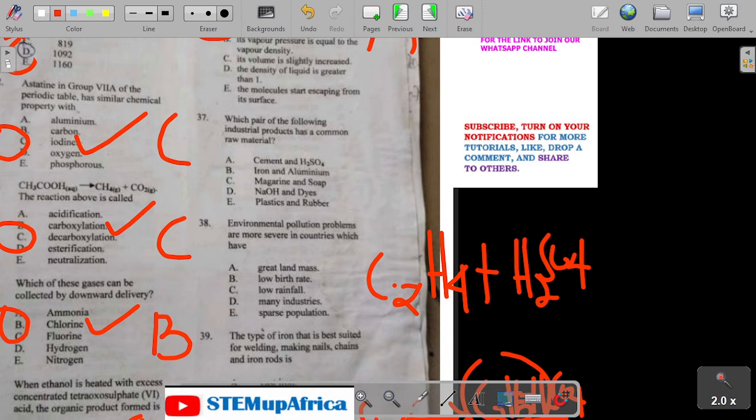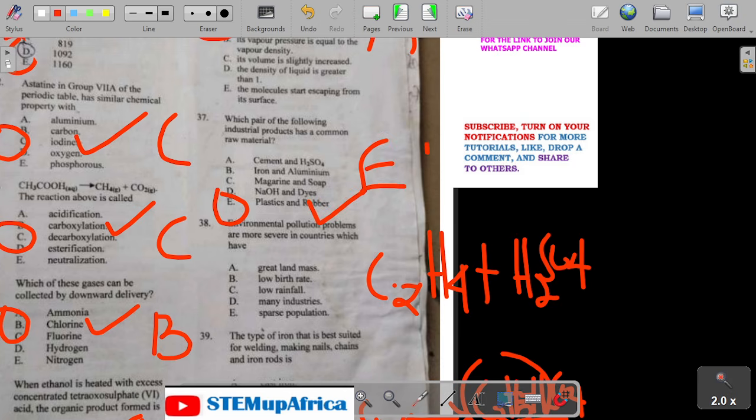Which of the following industrial products has a common raw material? Cement and H2SO4, no. Iron and aluminium, no. Margarine and soap, both of them will use vegetable oil, one is red oil, the other one is margarine. So can it be there? I don't know. Plastic and rubber. Let me go with plastic and rubber because they are products of petroleum.